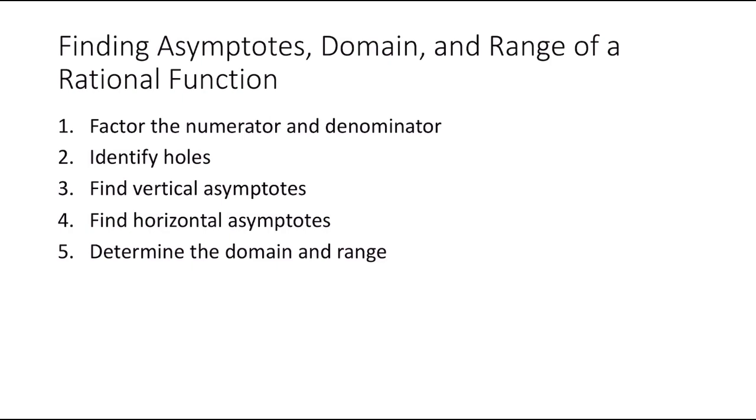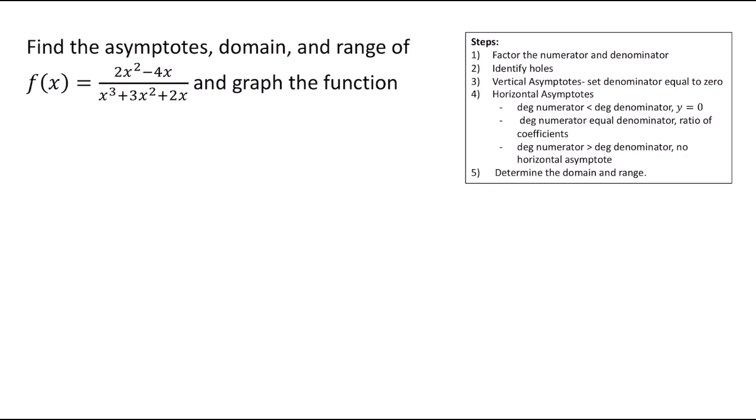So here's how you find asymptotes and domain and range of rational functions. You always want to start off by factoring the numerator and denominator. Then you're going to identify any holes, and then find any vertical asymptotes, find horizontal asymptotes, and then figure out the domain and range. So let's look at this example. We always want to start off by factoring.